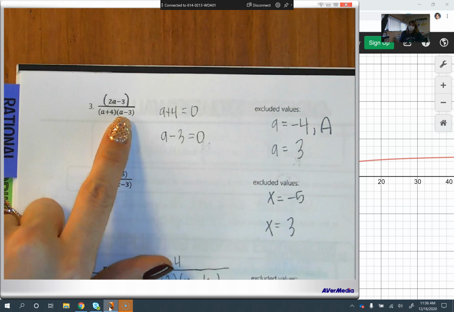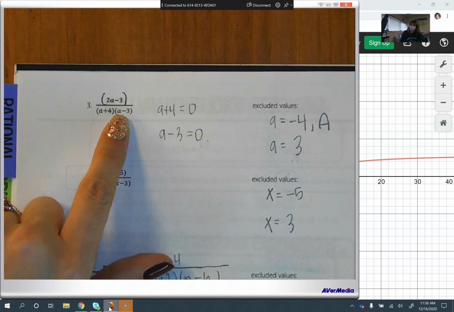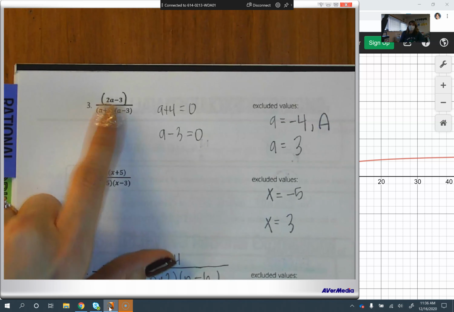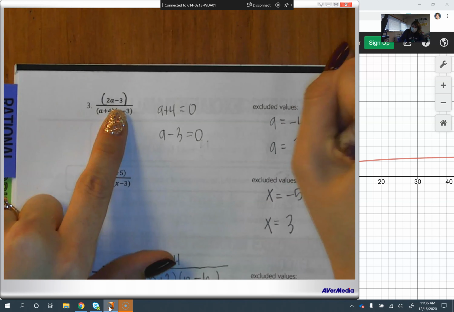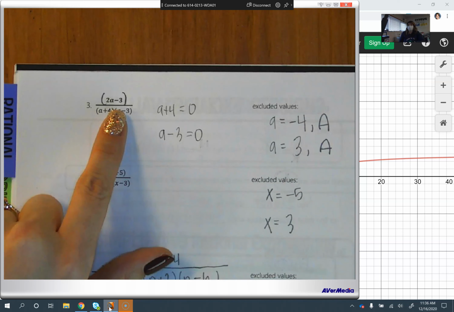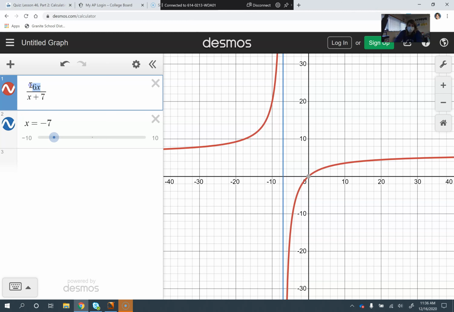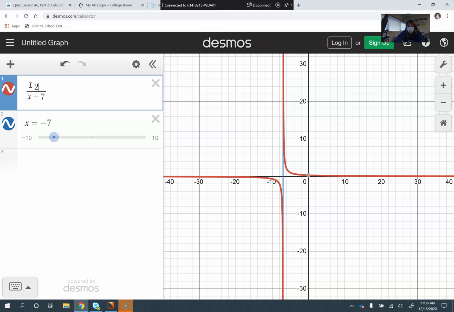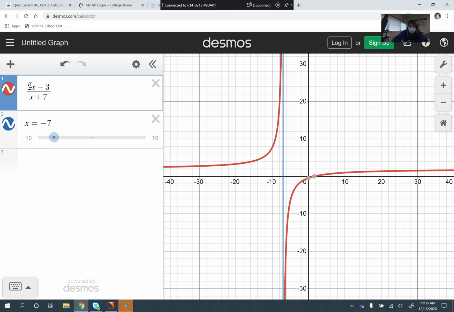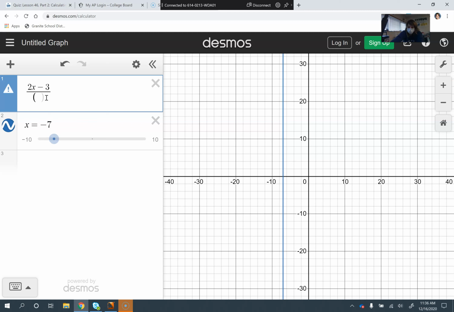Then we go to our next one. Is there an a minus 3 in the top? No. There's a 2a minus 3, but not an a minus 3. So this is also an asymptote. So if I graphed this guy, you're going to see a graph with two fences. It's x plus 4, x minus 3.